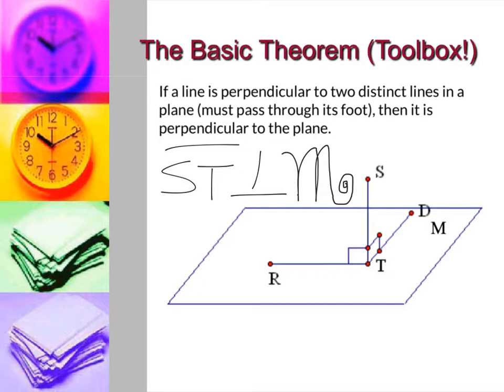Okie dokie. Now, what would be so valuable to proving that ST is perpendicular to a plane? Maybe I'm trying to prove ST perpendicular to another line. Maybe there's another line going on that passes through T, and I want to prove it perpendicular to that. If I prove it perpendicular to the plane, I can prove it perpendicular to any other line in the plane that passes through its foot. So that's where the helpfulness of this theorem comes in. Because by the definition, we know that it'd be perpendicular to any line in the plane.